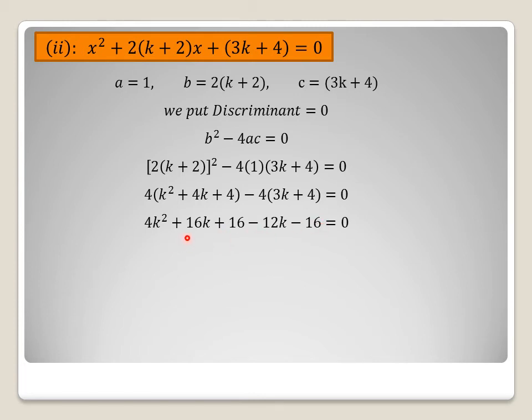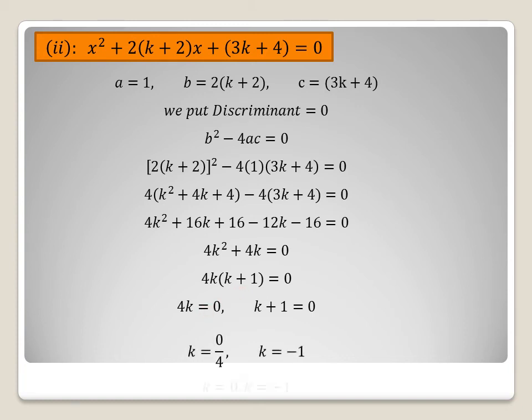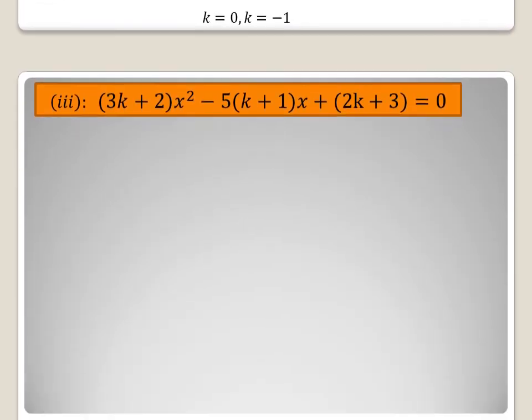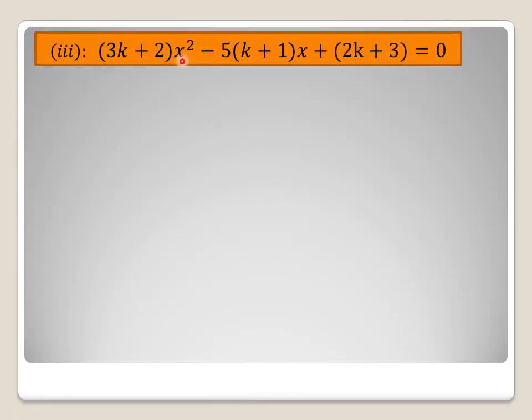Opening the brackets and multiplying both the brackets with 4, we will get 4k square plus 16k plus 16 minus 12k minus 16. Plus 16k and minus 12k are the like terms, and plus 16 and minus 16 get cancelled with each other as they are the same digits with opposite signs. The only thing that remains is 4k square, and plus 16k and minus 12k will be 4k. We will take 4k as the common digit, so k plus 1 remains inside the bracket. Splitting the brackets, we will get two values of k, which will be 0 and minus 1. So in the second part, the values of k are 0 and minus 1.